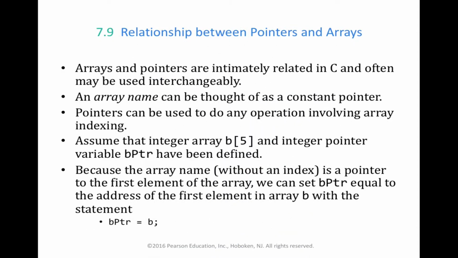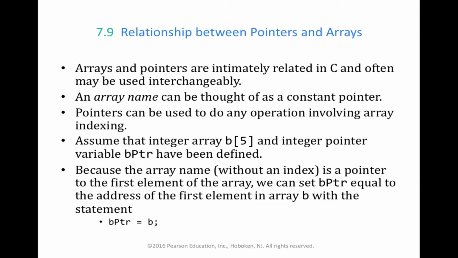Arrays and pointers are intimately related in C and are often used interchangeably. An array name can be thought of as a constant pointer. Pointers can be used to do any operation involving array indexing. Let's assume that we have an integer array b with 5 items, and the integer pointer bptr has been defined. Because the array name without an index is a pointer to the first element of the array, we can set bptr equal to the address of the first element in array b with the statement bptr = b.